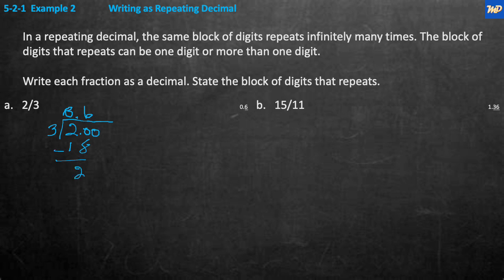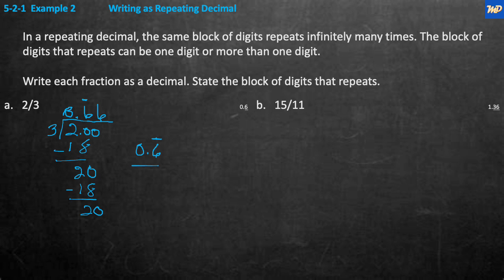Bring down the 0. 3 goes into 20 how many times? 6. 6 times 3 is 18. 20 minus 18 is 2. And you see how, bring down another 0. We're going to divide again. It's going to be another 6. And on and on. So this little pattern will go on forever. So what is repeating here? The thing that repeats is the 6, over and over. So our answer is 0.6 repeating.